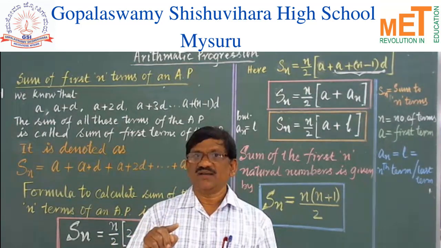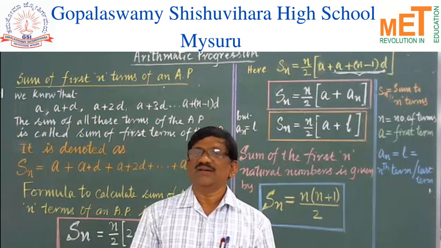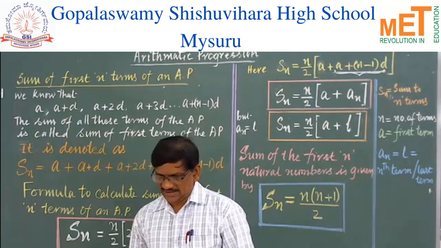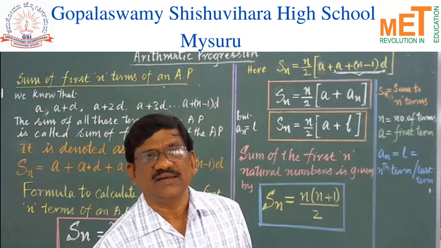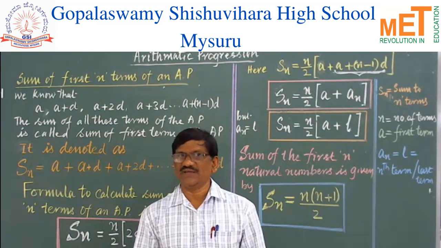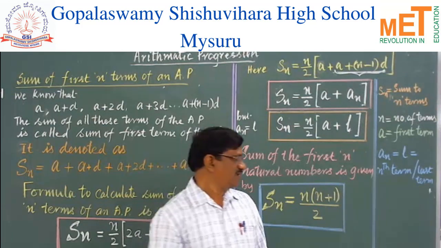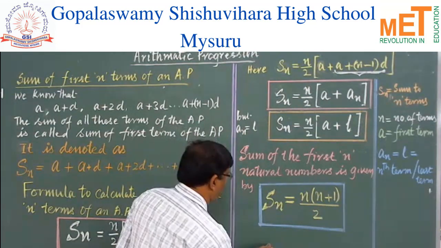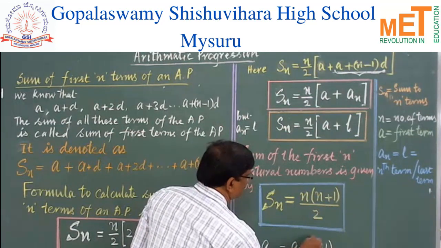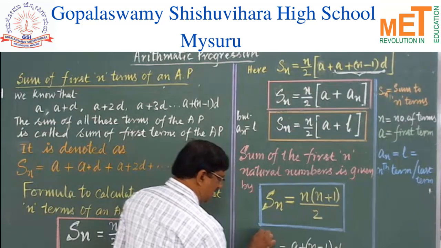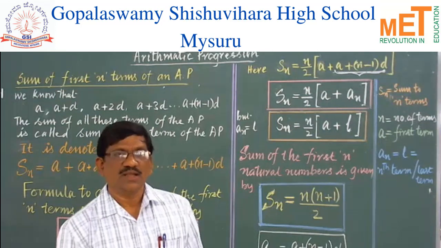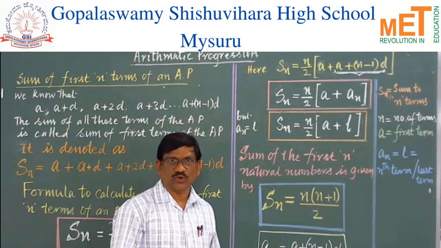A2 minus A1 is equal to A3 minus A2 is equal to A4 minus A3, and so on, up to An minus An minus 1, is equal to D, we proved, isn't it children? Then we saw that An is equal to A plus n minus 1 into D. What did we call that? That we called the nth term of an arithmetic progression.